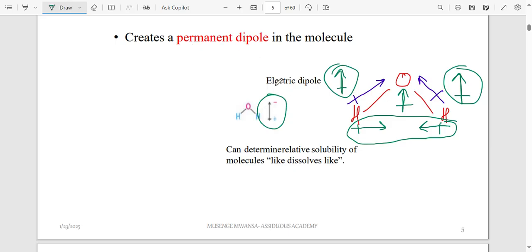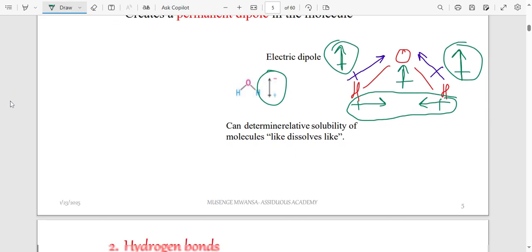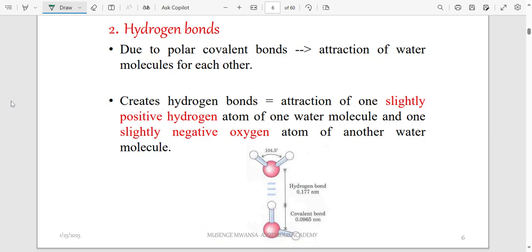And that's actually an electric pole which can determine relative solubility of molecules. So molecules that are charged, they'll be able to dissolve in water because it is also a polar molecule. Please take note, only charged molecules.